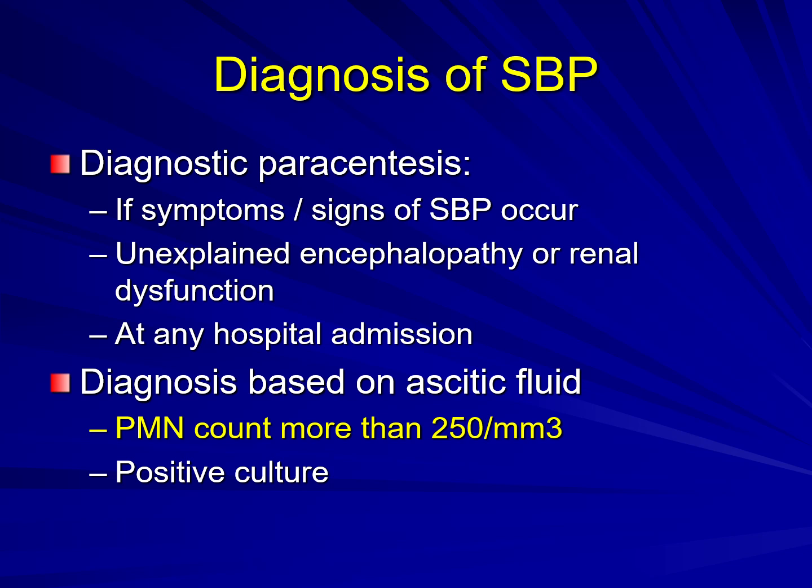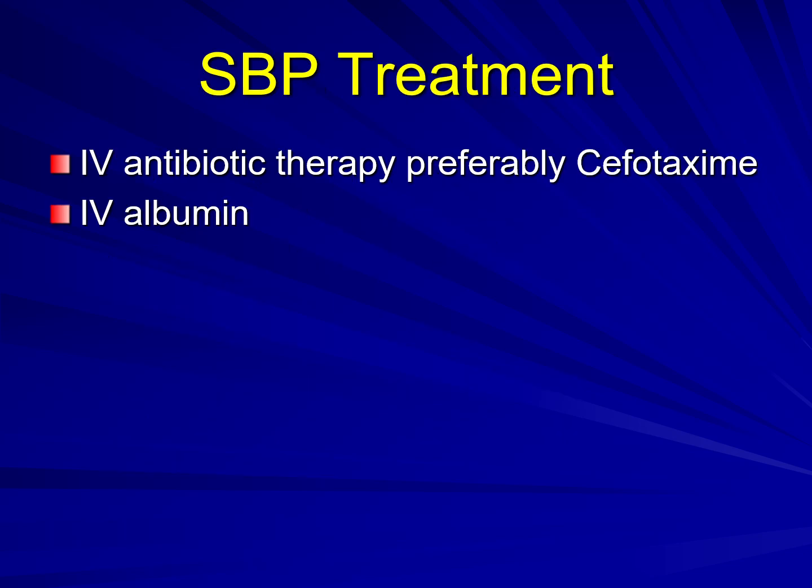How do we diagnose SBP? We have to perform a diagnostic paracentesis, and the fluid should be sent for analysis. If the polymorphonuclear count is more than 250 cells per cubic millimeter, then you make the diagnosis of SBP, or if the culture is positive. The treatment is to give intravenous antibiotics, preferably cefotaxime, in addition to intravenous albumin.